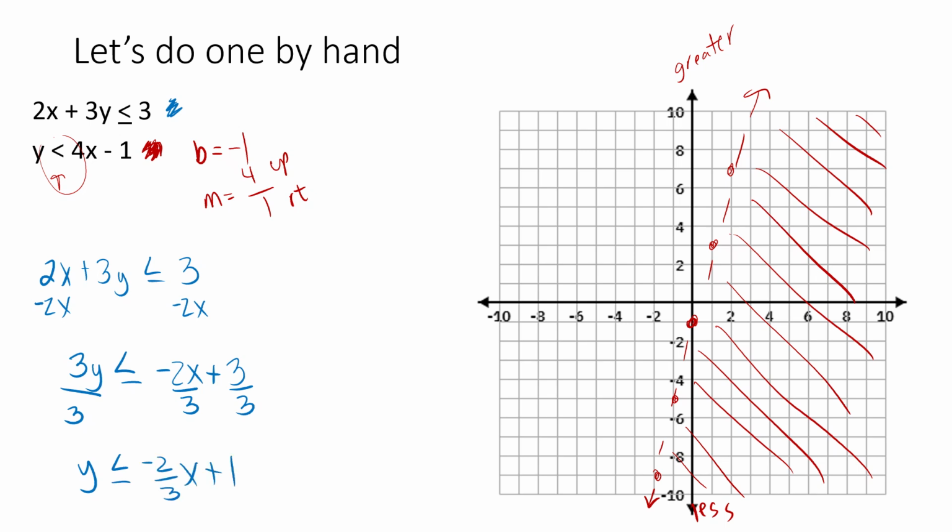And so now we have y is less than or equal to negative 2/3 x plus 1. So we have a y-intercept of 1, and this time the slope is negative 2/3. So I'm going to go, y-intercept is 1 and the slope is negative 2/3. So we're going to go down 2 and right 3. So down 2, right 1, 2, 3.